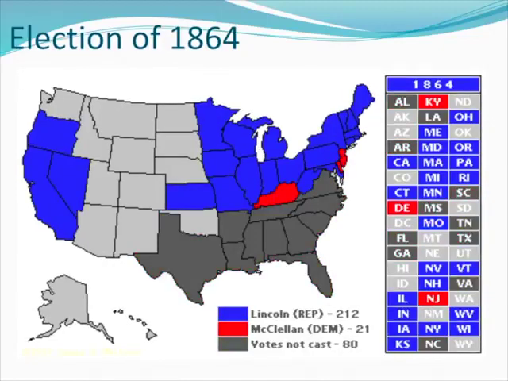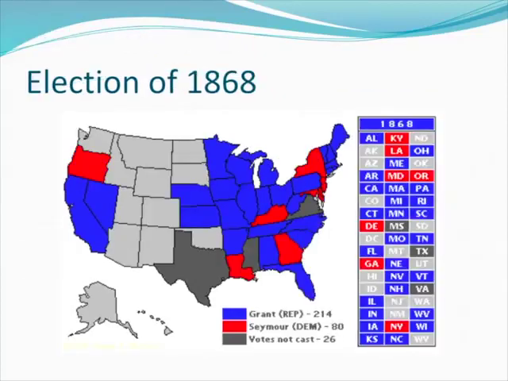1864 was a wartime election. Lincoln was challenged by George B. McClellan, 37-year-old former commander of the Army, and McClellan lost. It's interesting that Lincoln feared that he might not win re-election, and his fears turned out to be unfounded.